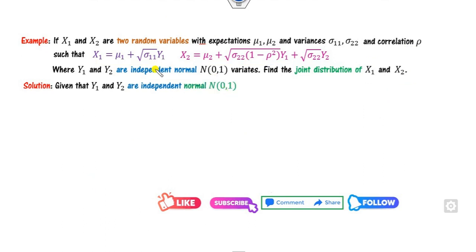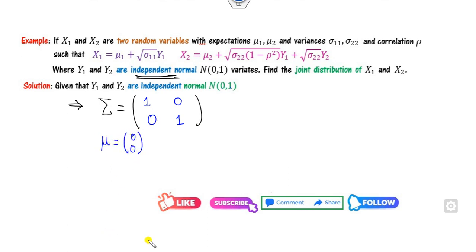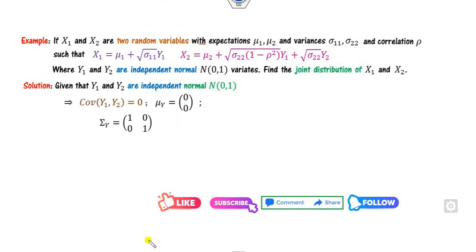So what is given to you? Y1 and y2 are independent. So what is the meaning of the independent? So if I write the sigma part for this, mean is 0, variance is 1. If they are independent, so the covariance is my 0. Fine, mu is my 0, 0. Fine, these are given to you. Now I need to find the x.